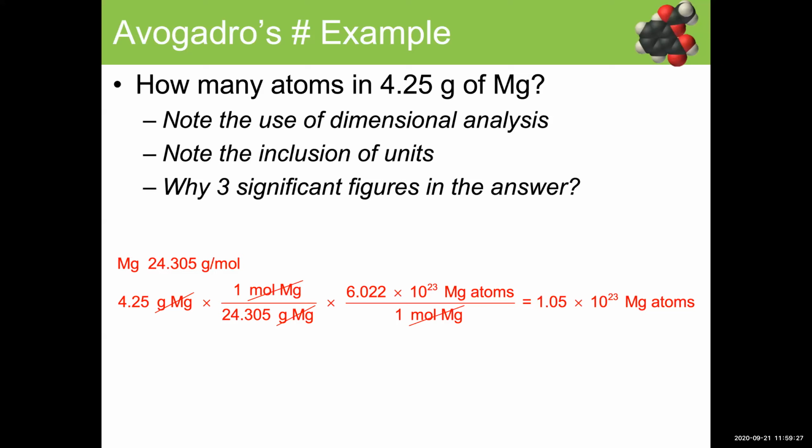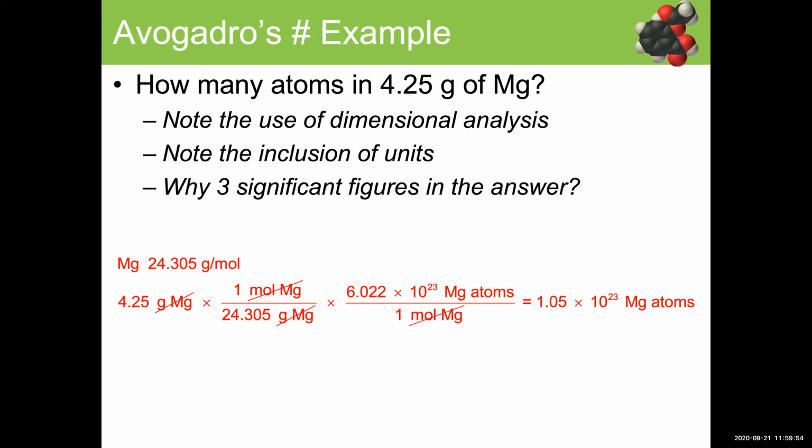So in our first dimensional analysis step, we have the grams in the denominator and the moles in the numerator, so the grams of magnesium cancel out. So 1 over 24.305 puts the moles in the numerator and the grams in the denominator, and now we can cancel out those grams of magnesium. So now we've gone from grams of magnesium to moles of magnesium.